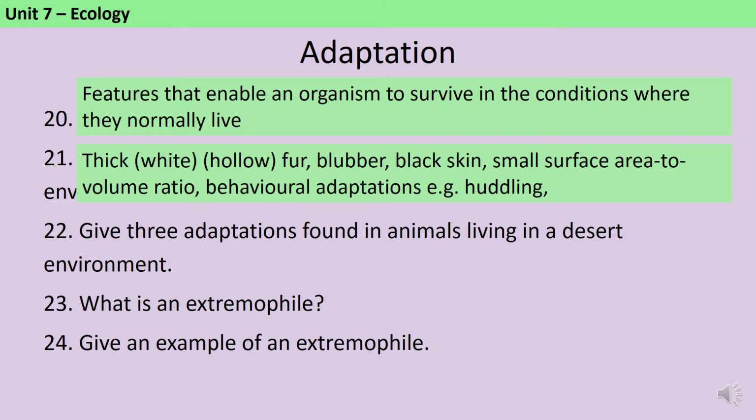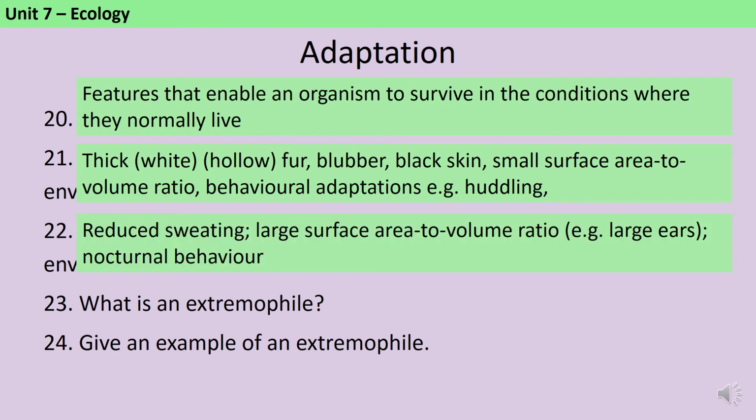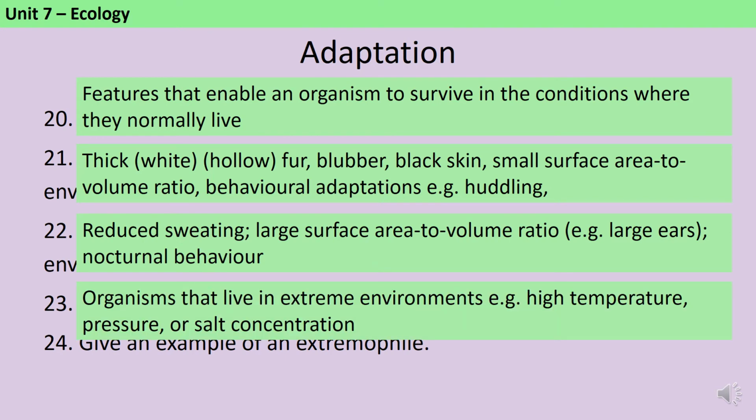Animals living in the desert are likely to have reduced sweating. They're likely to have a large surface area to volume ratio, such as having large ears, and they may exhibit nocturnal behaviour. In other words, they only come out at night when it's cooler. Extremophiles are organisms that live in extreme environments, such as high temperature, pressure, or salt concentration. And one example of an extremophile are the bacteria that live in deep sea vents.